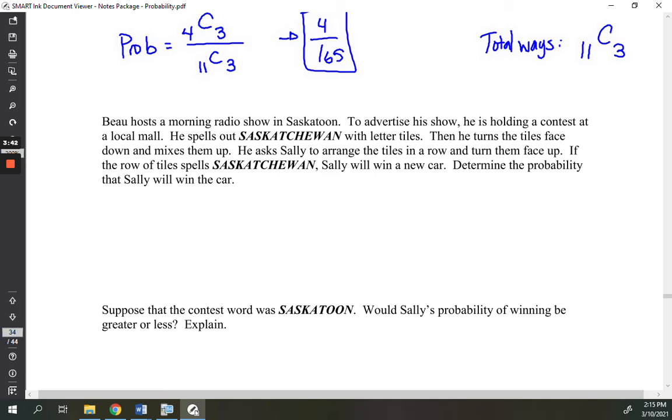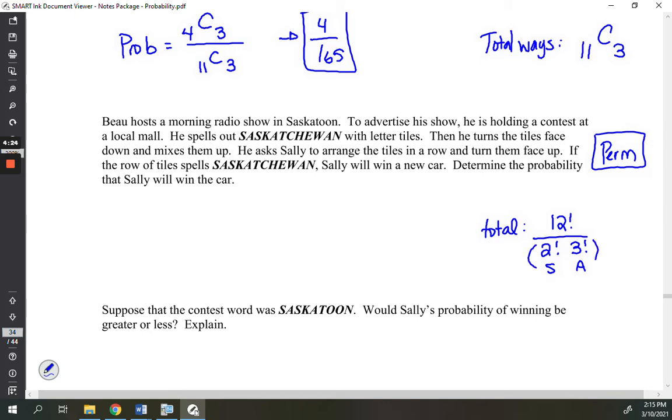Again, first thing we think is, is it a permutation or a combination? We're arranging the tiles into the word Saskatchewan. Order matters here. If it's in a different order, she no longer wins the car. So this is a permutation question. I again like to think of my total possibilities first before I do anything. I have tiles with the letters for Saskatchewan on them. That's 12 different tiles to arrange, so 12 factorial ways to arrange them. But don't forget, we have to divide off the repeats. S repeats twice, and your A repeats 3 times.